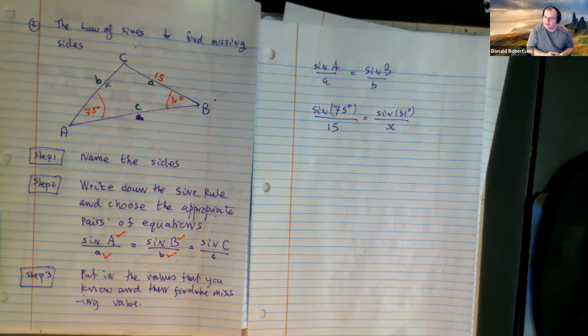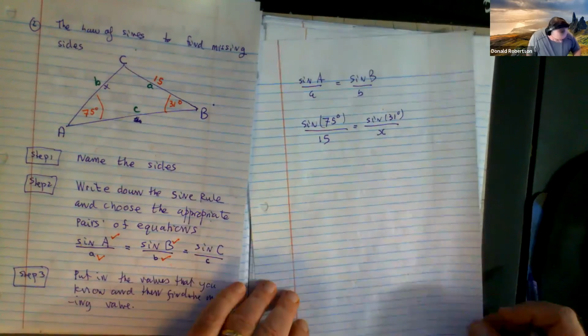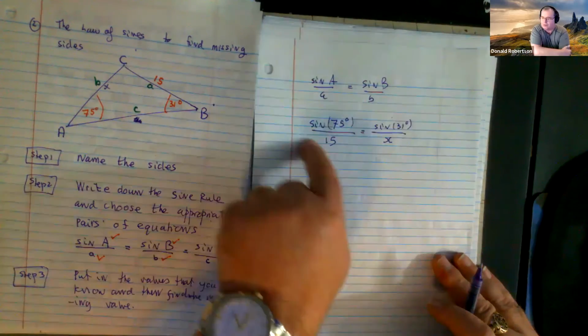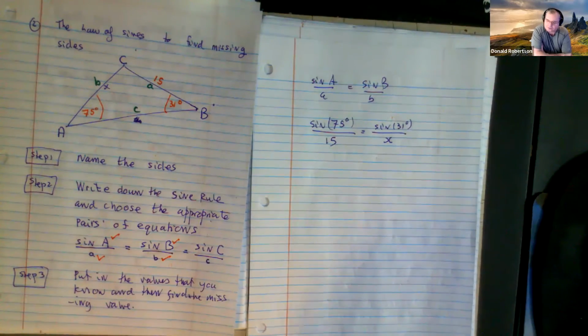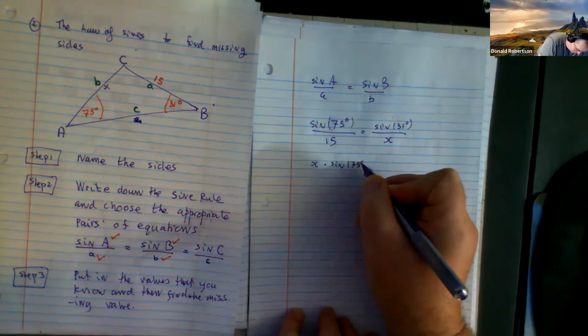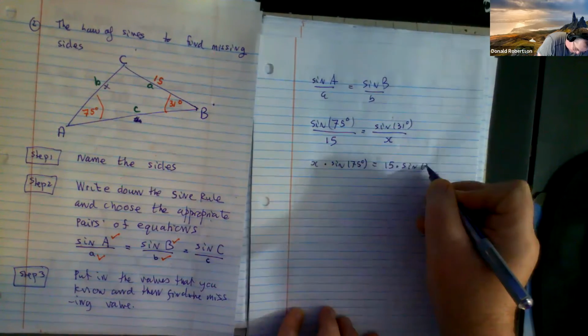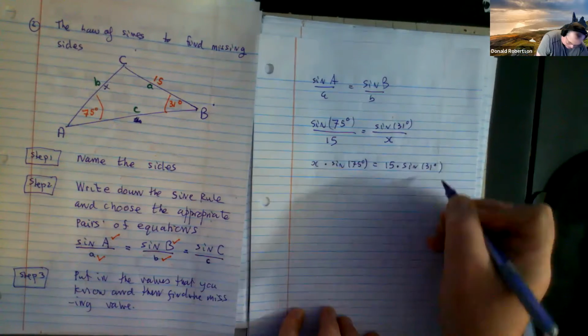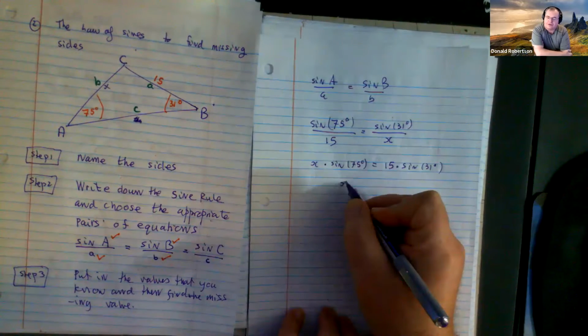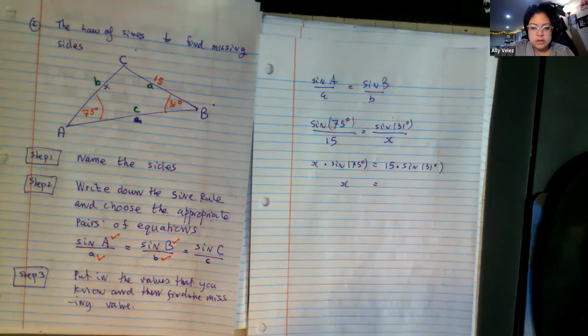Are we good? Right, now, you are going to have to solve an equation, and because of the structure of this, can you see it's going to be a cross multiply thing? You're going to always end up cross multiplying. So if you cross multiply this way, you have x times the sine of 75 degrees equals 15 times the sine of 31 degrees. So far, so good? Okay, what do I do to both sides to find x? Divide by the sine of 75.